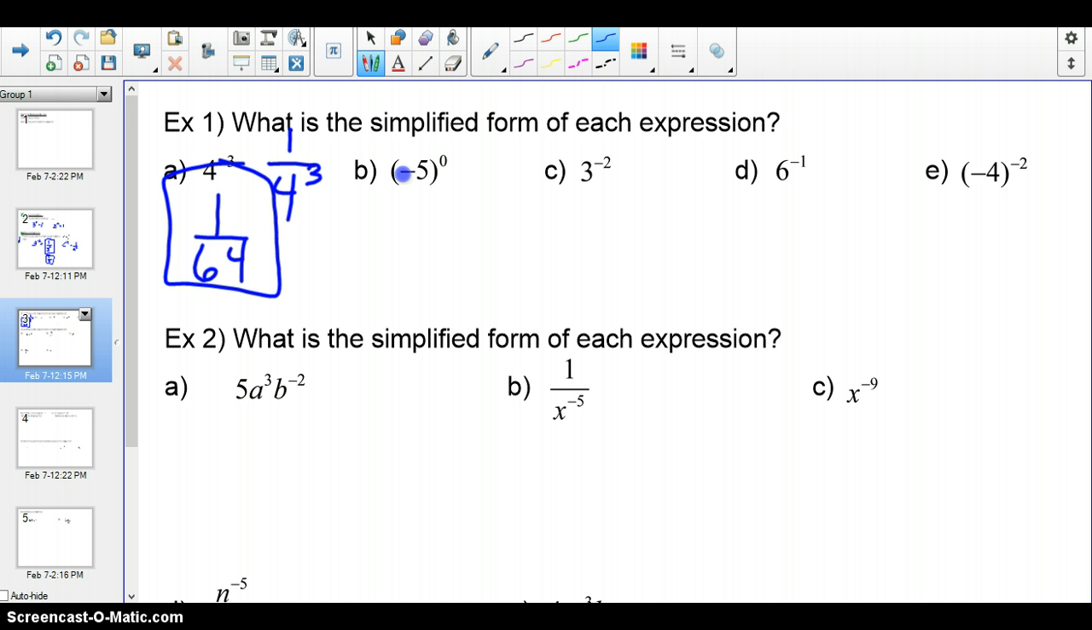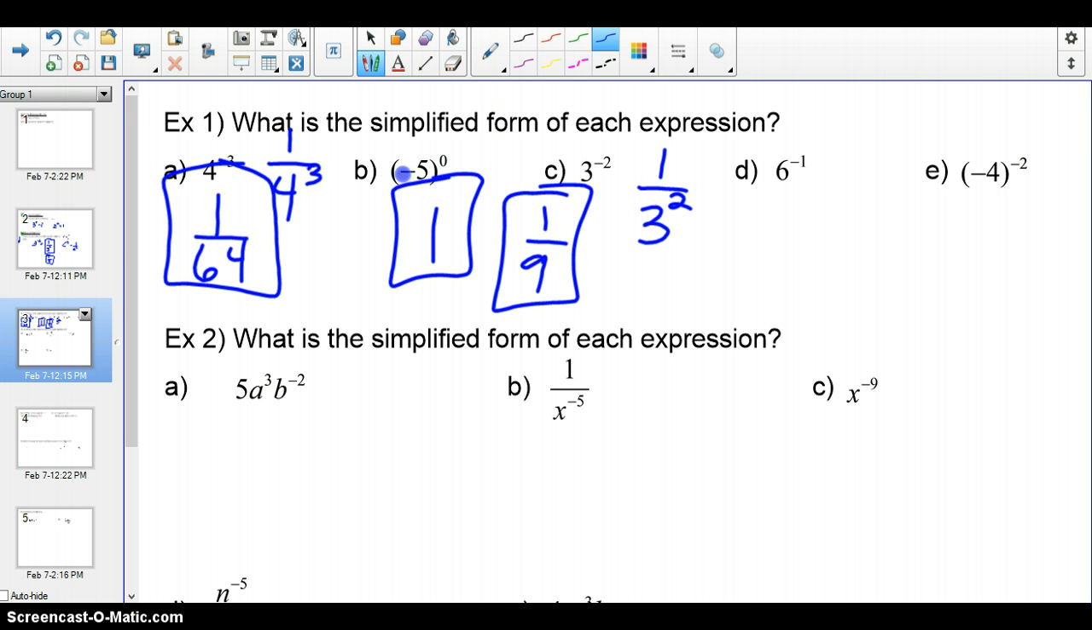Okay, here's a 0 exponent rule. We've got negative 5 to the 0. This is the same thing as just 1. Anything raised to the 0 is 1. 3 to the negative 2, using our rule, is 1 over 3 to the second, which is just 1 over 9. Is our final answer.